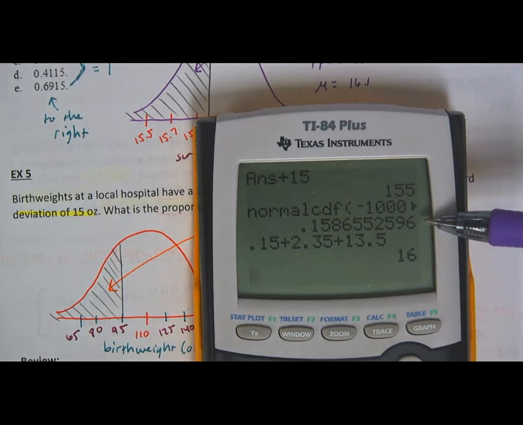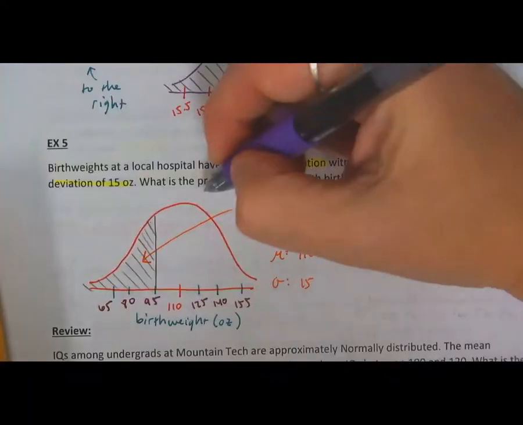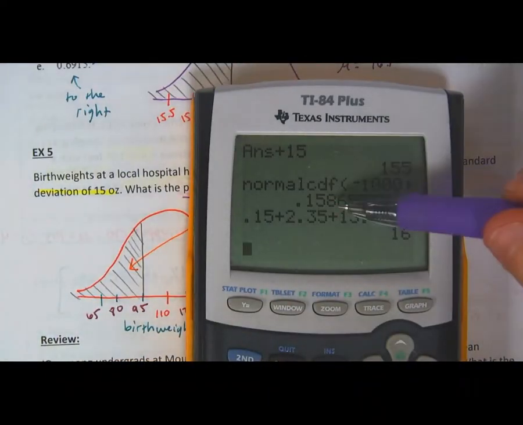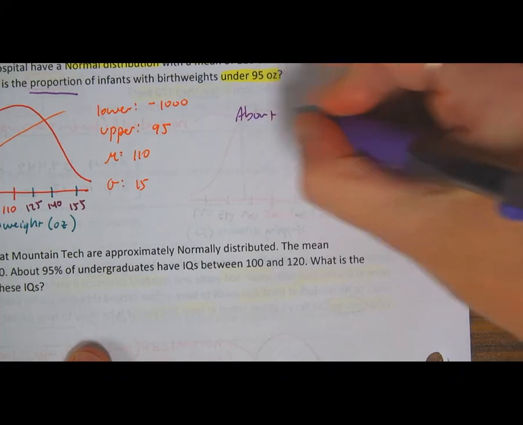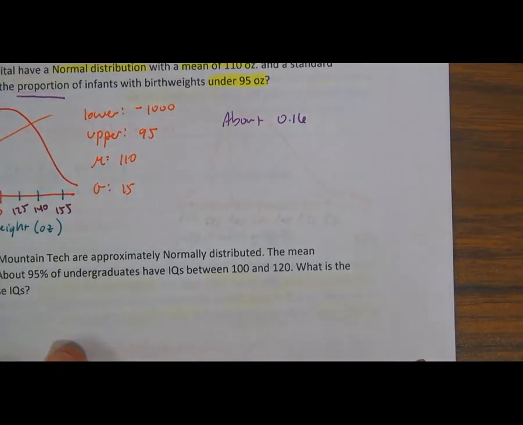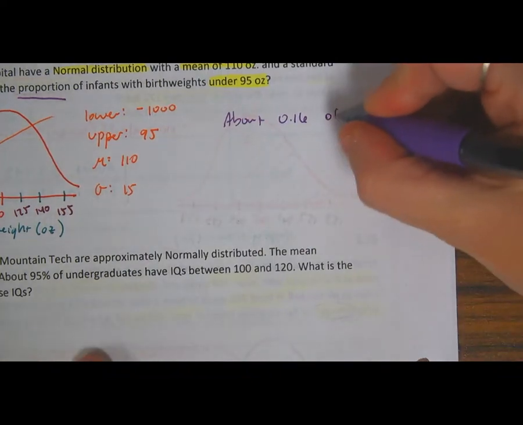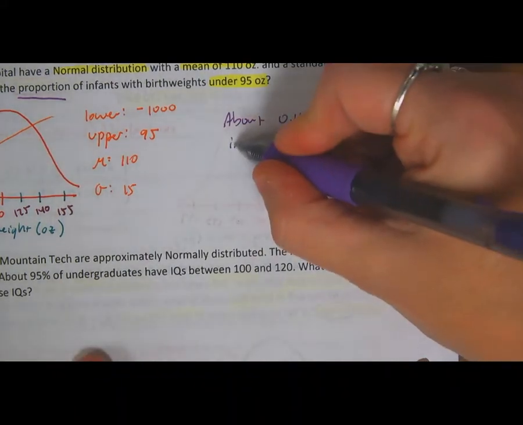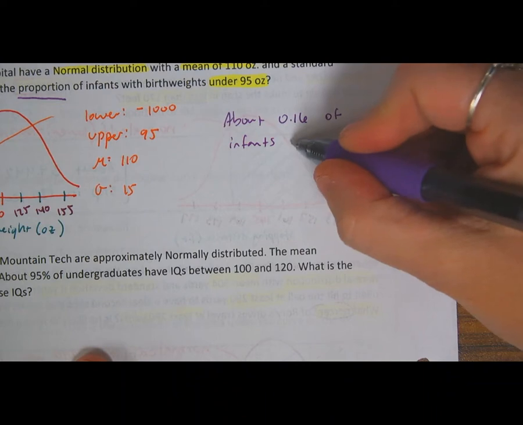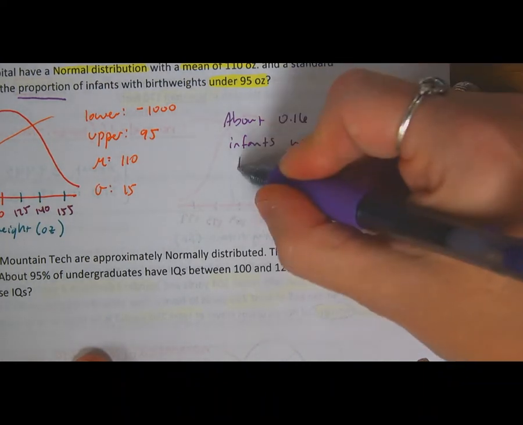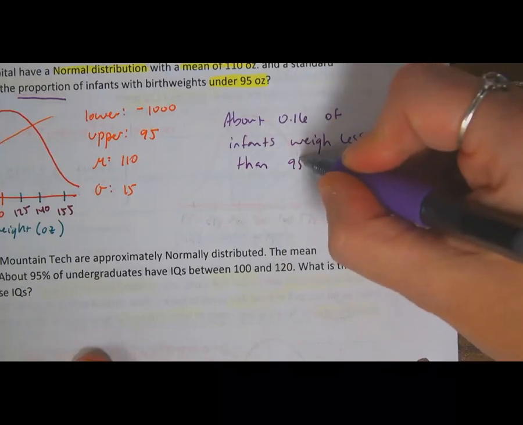You should have gotten something like, does it say percent or proportion? Okay, proportion. So about 0.16. Well, I guess if you round it, it's the same, huh? So about 0.16. Don't put percentages unless it asks you to. Of infants weigh less than 95 ounces.